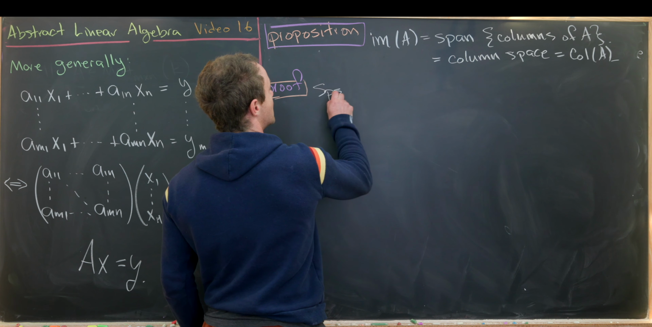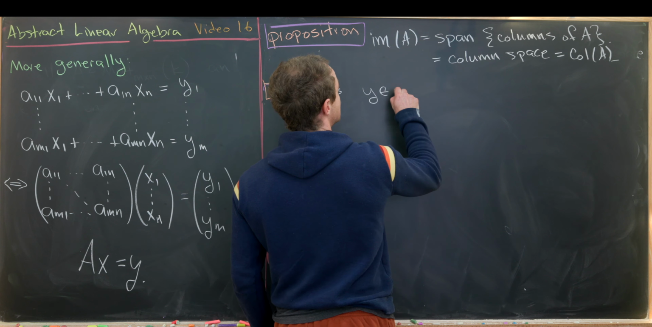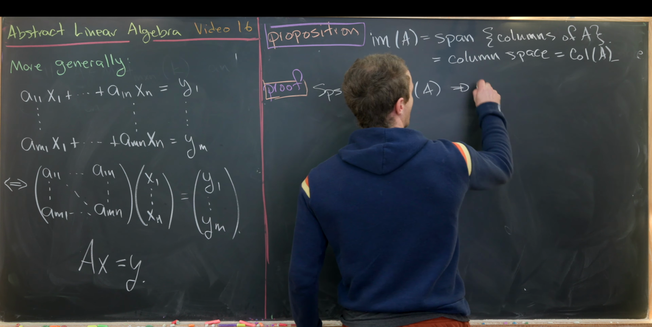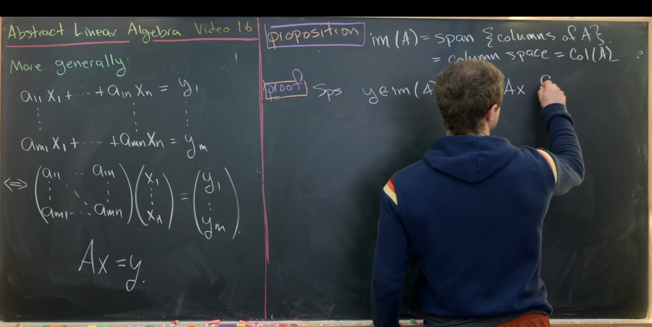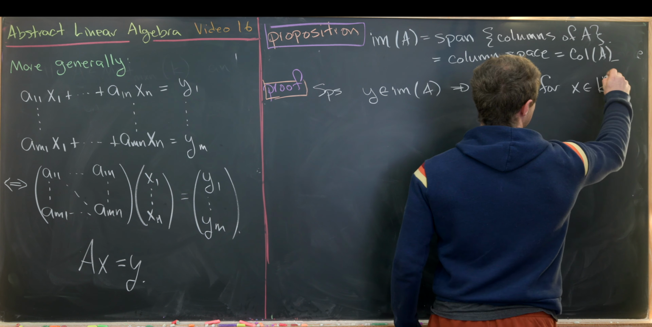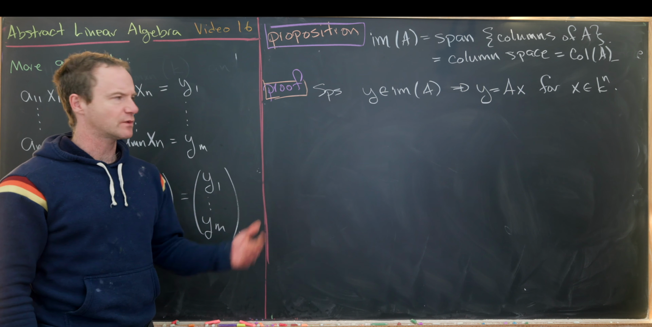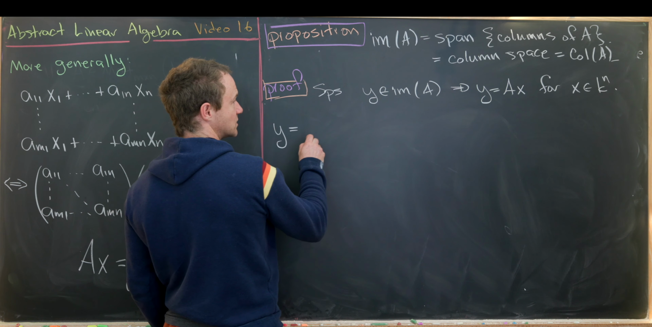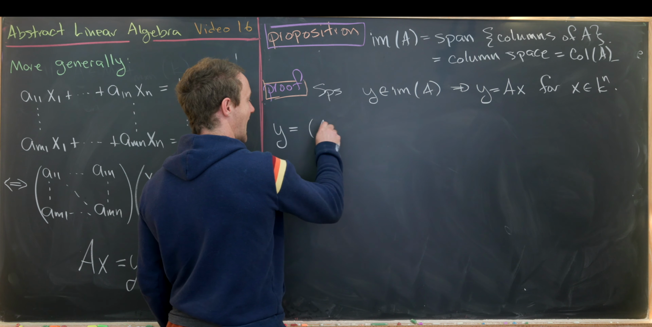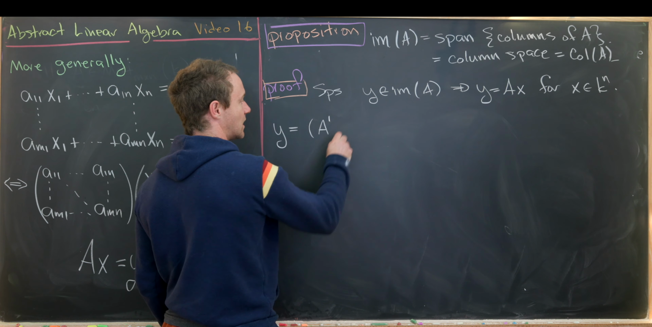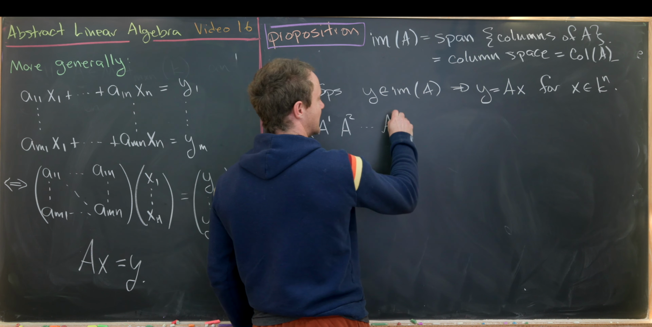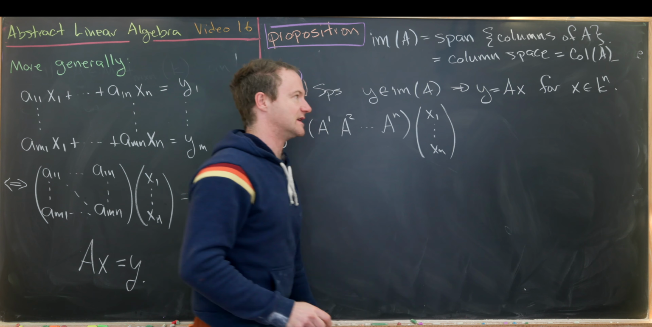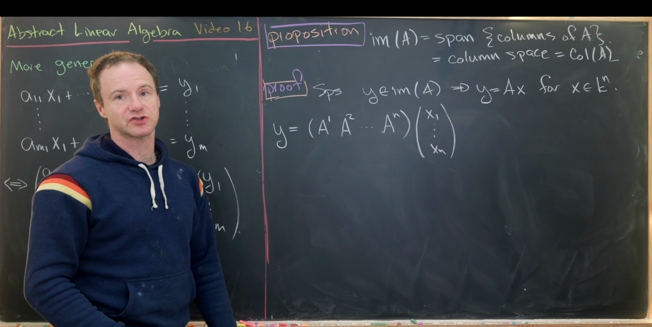So let's suppose that y is in the image of A. That means that y equals A times x for some x in K^n. So that's what it means to be in the image of A. Now let's recall that we can expand A out in terms of its columns. It has n columns, A1, A2, all the way up to An, times x1 down to xn, where we've expanded x, the vector, in terms of its entries.